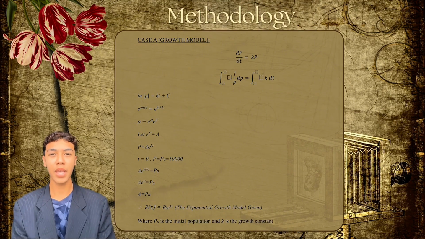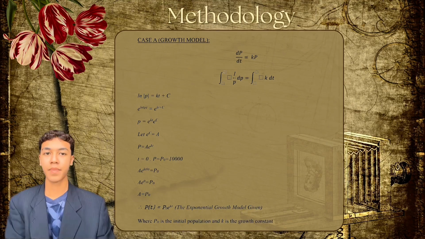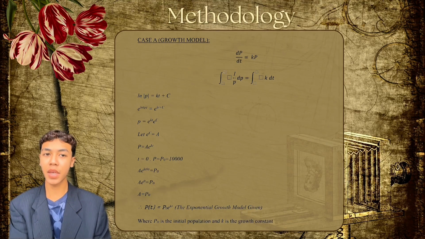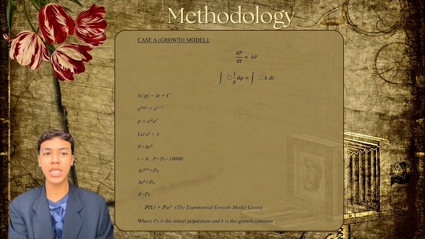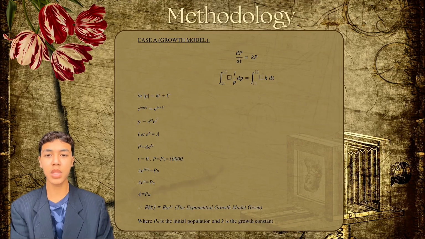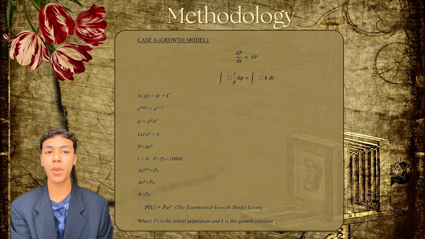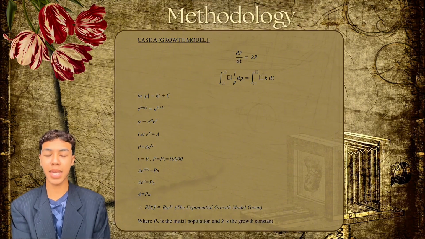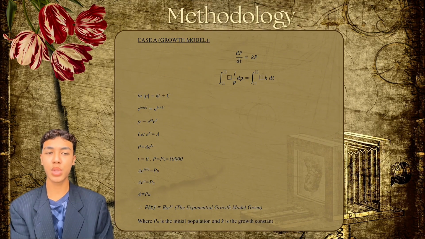So I will guide you on how to derive both ODE models by using separation of variables method. For the first case, case A growth model, we were given dP over dt is equal to kP. Now, we need to separate both variables to solve this equation. We will get 1 over P dP is equal to k dt. We need to integrate both sides to get ln P is equal to kt plus C.